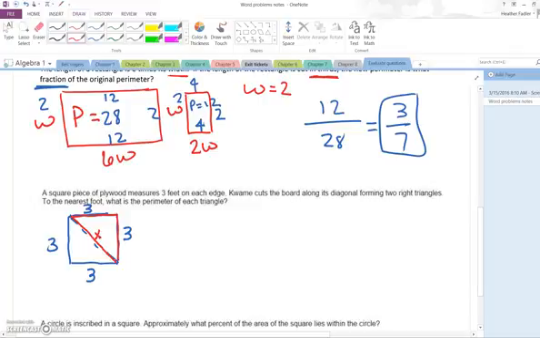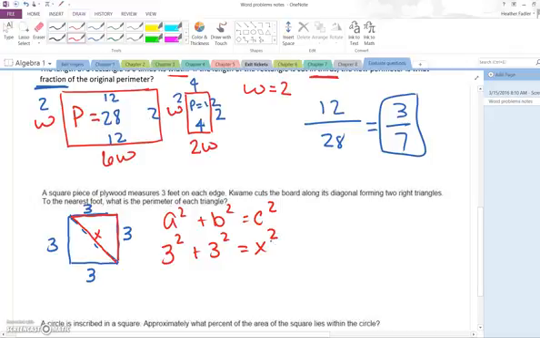Since it's a right triangle, you can use the Pythagorean theorem, which is a squared plus b squared equal to c squared. It's your favorite formula ever. Here we go. So remember, c needs to be the hypotenuse, so c is our unknown value. So we have 3 squared plus 3 squared equals x squared. That's what we're solving for.